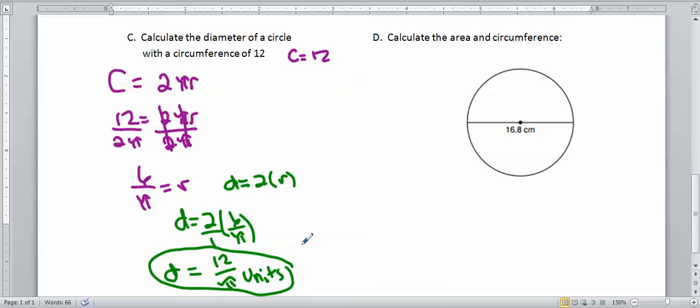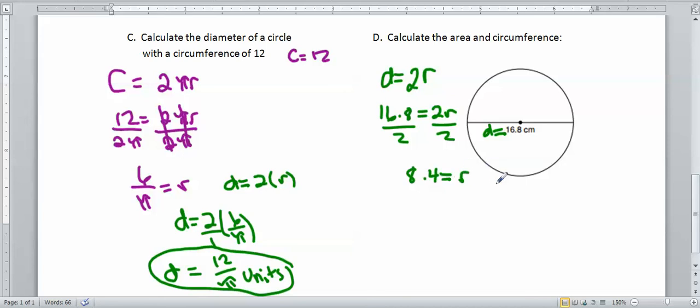Okay, compare that to what you got. Alright, last one, it says calculate the area and circumference. And again, I've been given a diameter. This time it's got a decimal. I'm going to treat that the same way. Okay, so diameter is equal to 2 times the radius. I'm going to plug in the diameter that they've given me, which is 16.8. Divide both sides by 2. 8.4 is equal to the radius.